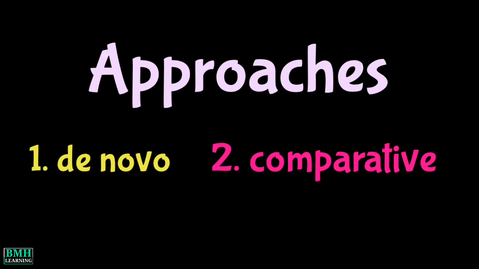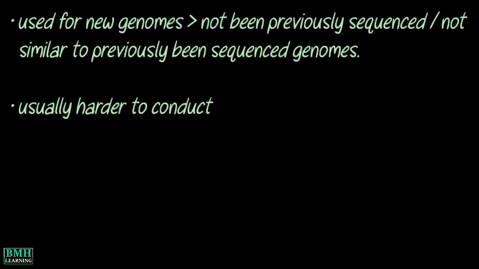Approaches. There are two broad types of assembly techniques that may be utilized: de novo and comparative assembly. De novo assembly is used for new genomes that have not been previously sequenced or are not similar to genomes that have been previously sequenced. This type of assembly is usually harder to conduct due to computational difficulties.